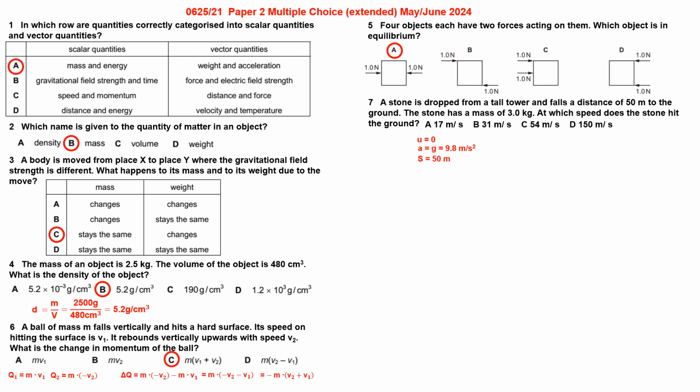To find the stone's final speed as it hits the ground, you can use Torricelli's formula. This formula allows you to calculate the final speed of an object under constant acceleration without needing to know the time interval. By substituting the appropriate values into this equation, you can solve for the final speed.